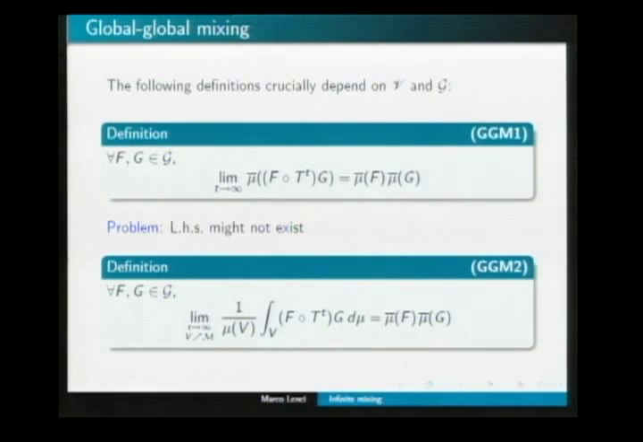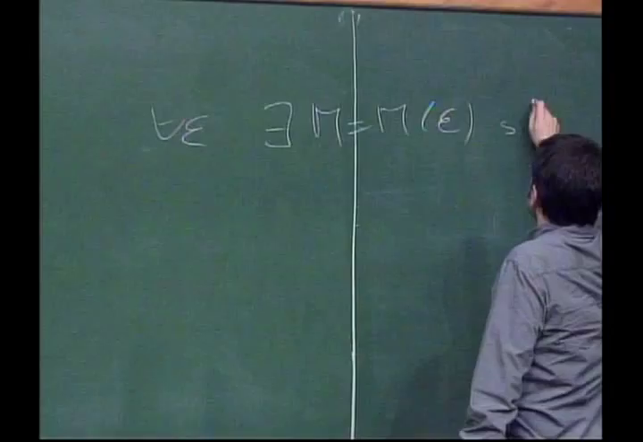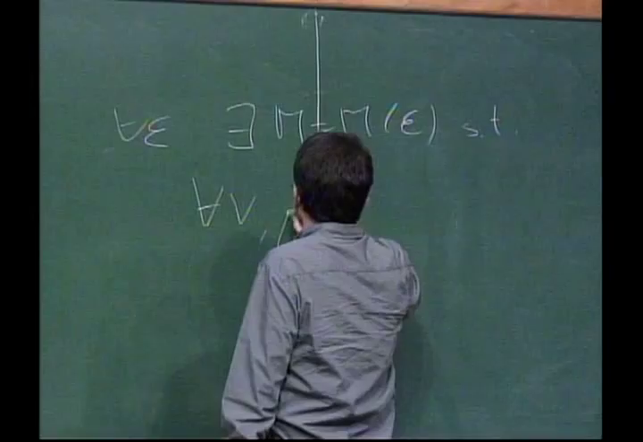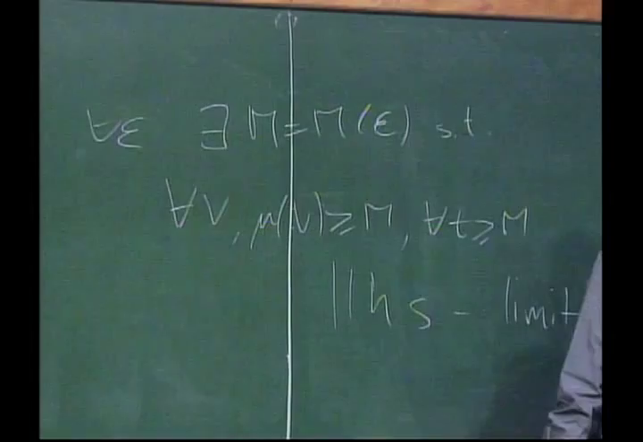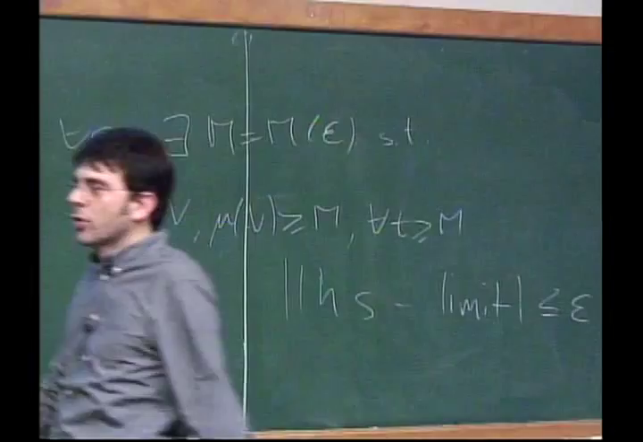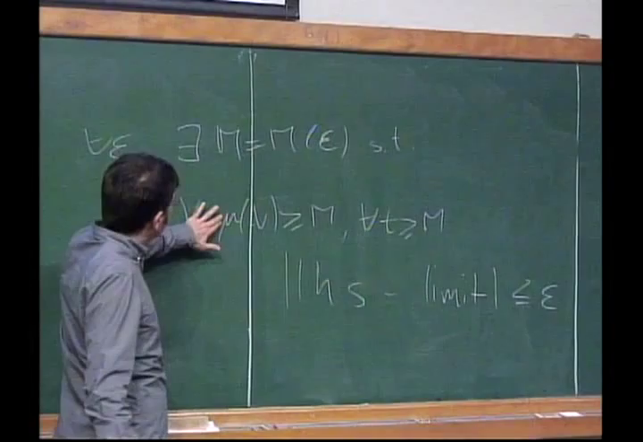So for every epsilon there exists an m, a function of epsilon, such that for every v with the measure of v bigger than m, and for every t bigger than m, the left-hand side minus the limit is less than epsilon. So they should both go to infinity, basically driven by the same number. You could, even if you put constants in here, doesn't really actually matter.